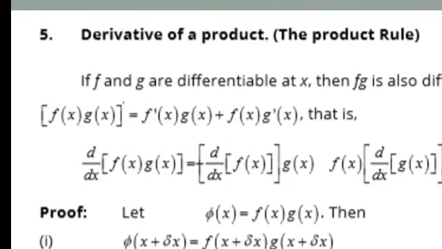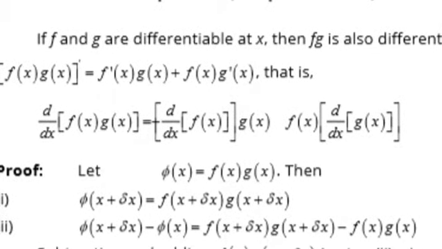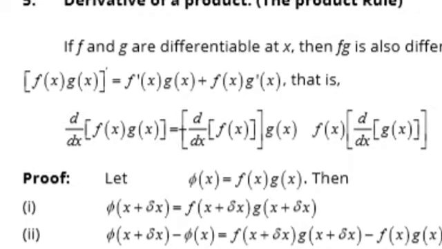Now the derivative of a product function. We have the product f of x and g of x, and its derivative is equal to the derivative of the first function, and second remains the same, and first is the same and derivative of the second.